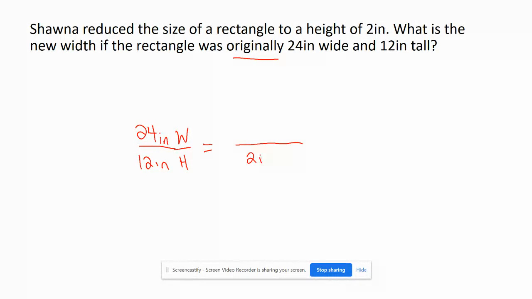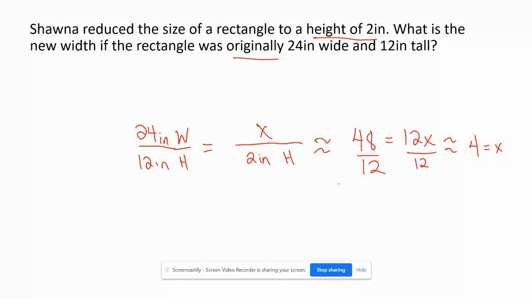Now, after we reduced it, we got a 2-inch height. So 2 down here. Make sure you don't put it up there at the top. We're doing the height down here at the bottom. The height was 2 inches after reducing. I don't know the width after reducing it, so I'm going to put x. All right, let's work this out. 24 times 2 is 48. 12 times x is 12x. I want to get x by itself, so I divide by 12. And 48 divided by 12 is 4. 12x divided by 12 is just x, so 4 equals x.